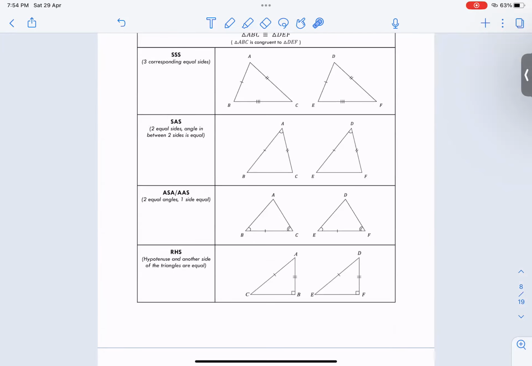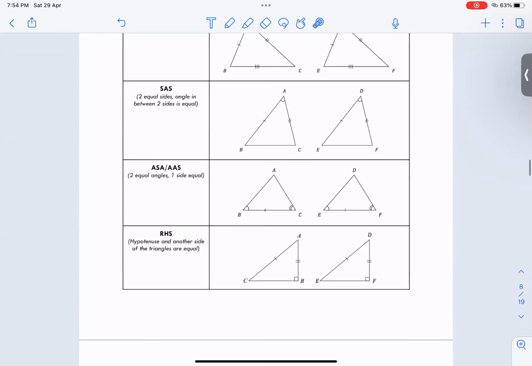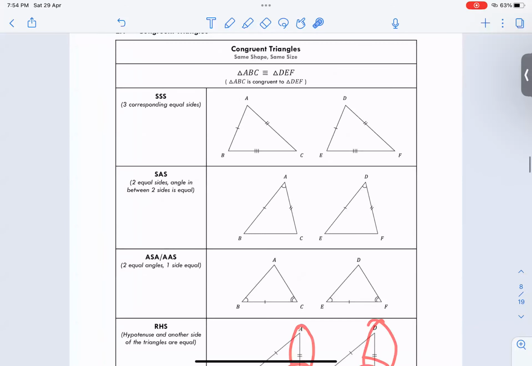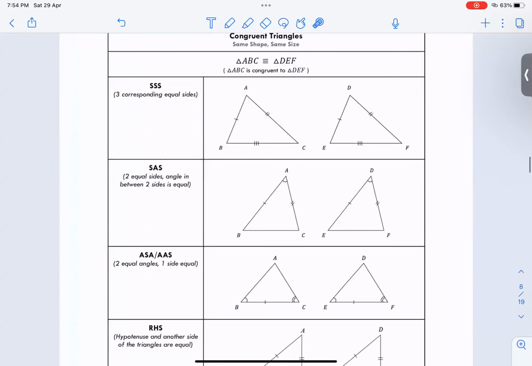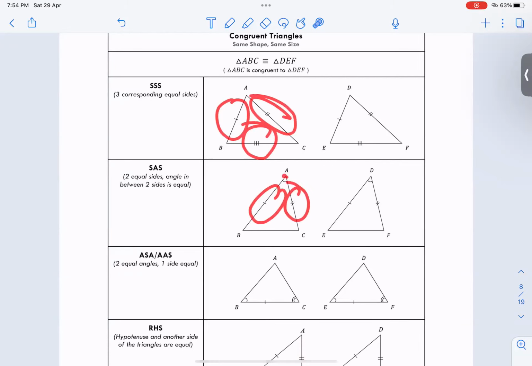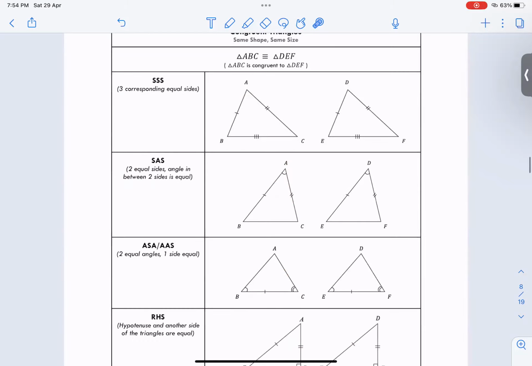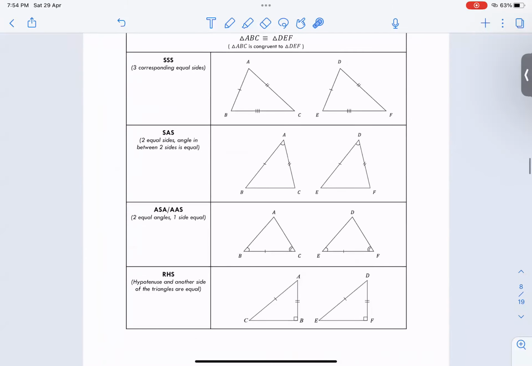Okay. And then this one is right angle triangle only. You have to have the hypotenuse that's the same, one side that's the same, and then it has to be a right angle. So over here you can tell, right, to find out if they are congruent, you use three. It's either three sides, two sides with one angle, or one side with two angles. So it's quite easy to remember. You just think of it as 3, 2, 1. Okay.